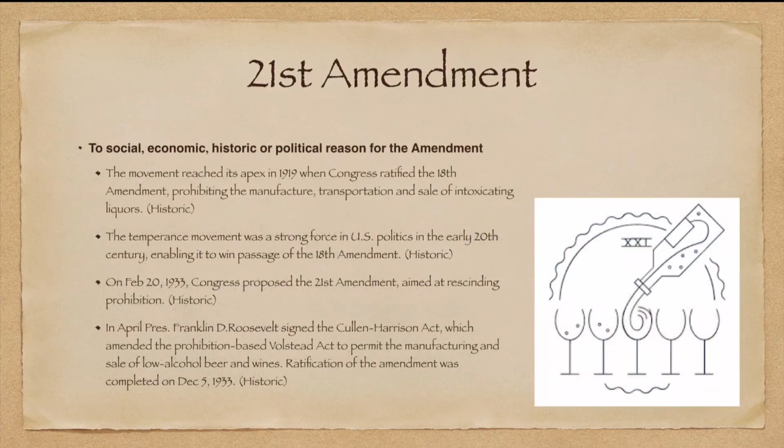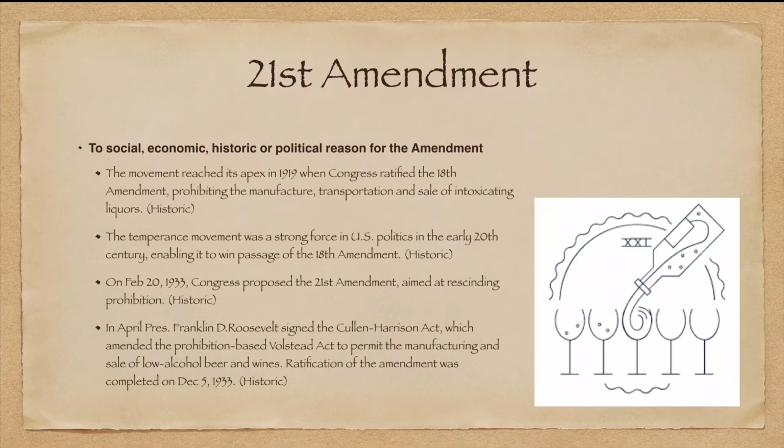Social, economic, historic, or political reason for the amendment. The movement reached its apex in 1919 when Congress ratified the 18th Amendment, prohibiting the manufacture, transportation, and sale of intoxicating liquors. The temperance movement was a strong force in U.S. politics in the early 20th century, enabling it to win passage of the 18th Amendment.